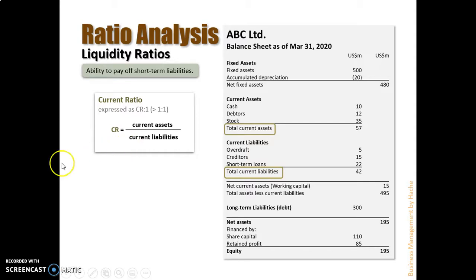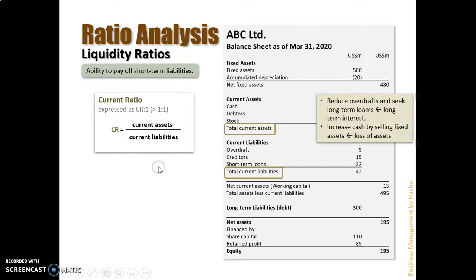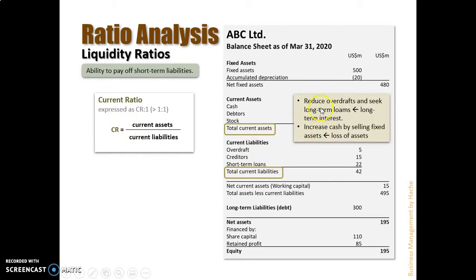Not a higher one. Now, what if we just do not want to consider stock? I mean, then we make another kind of ratio. But before we go to that one, let me show you what we can do to improve this current ratio. There are two possible solutions or tactics we can apply. One way is to reduce overdrafts and seek long-term loans. I mean, we can reduce the current liabilities by reducing the overdrafts. Instead of getting indebted so quickly, we go on a long-term loan that will move the figure down here, reducing therefore the current liabilities.